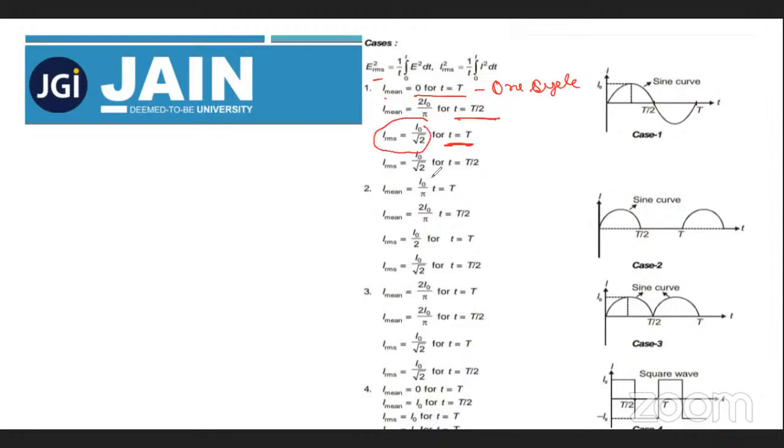You can see I RMS is not changing if the time period is half. The only thing that changes is I mean will become 0 for one cycle, and for half cycle it is 2 I naught by pi, which is something around 0.637. So similarly, everything is written for this thing. I mean will be 2 I naught by pi if the limit is T by 2. So what is important for you is the first one. You can see these formulas where we are solving the questions. You can come across all these formulas.